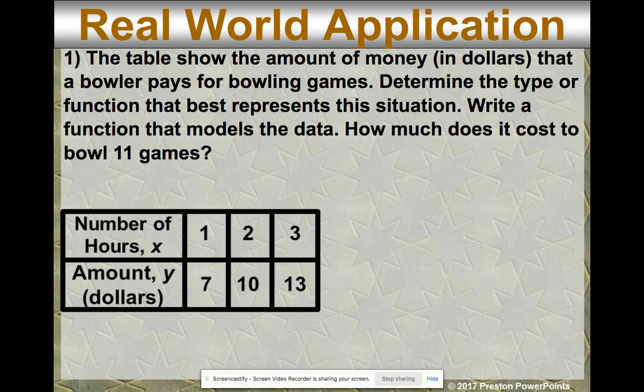All right, so let's start with a real-world application. The table shows the amount of money in dollars that a bowler pays for bowling games. Determine the type of function that best represents the situation. Write a function that models the data. How much does it cost to bowl 11 games?